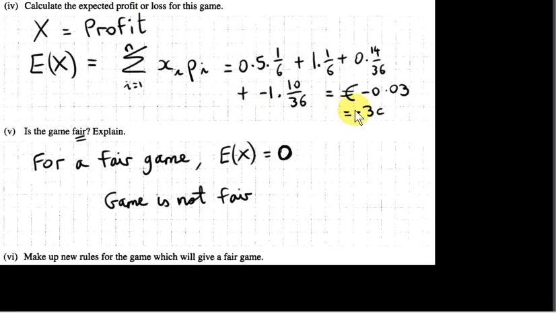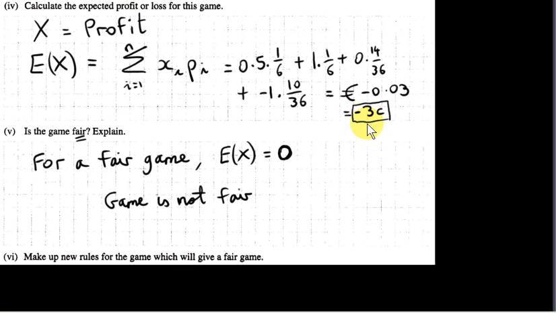This particular game is not fair because the expected value of the profit for a game is minus 3 cent. So if a person plays the game, they can expect on average to lose 3 cent in each game. That's what this number means. Of course, they lose or win different amounts in each game, but on average, they will lose 3 cent each time they play the game.